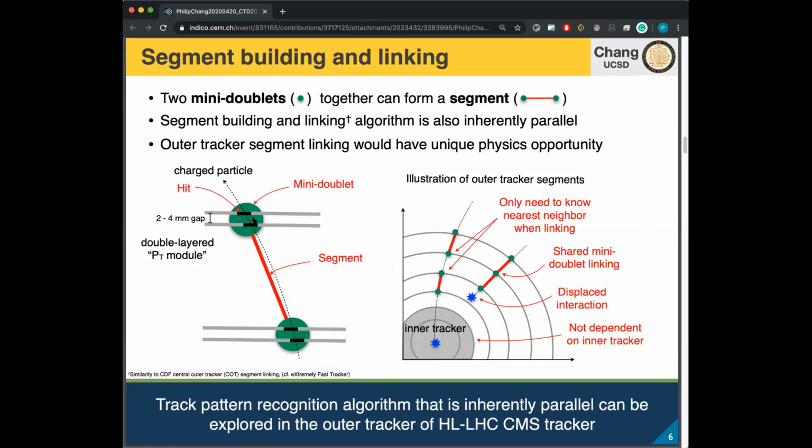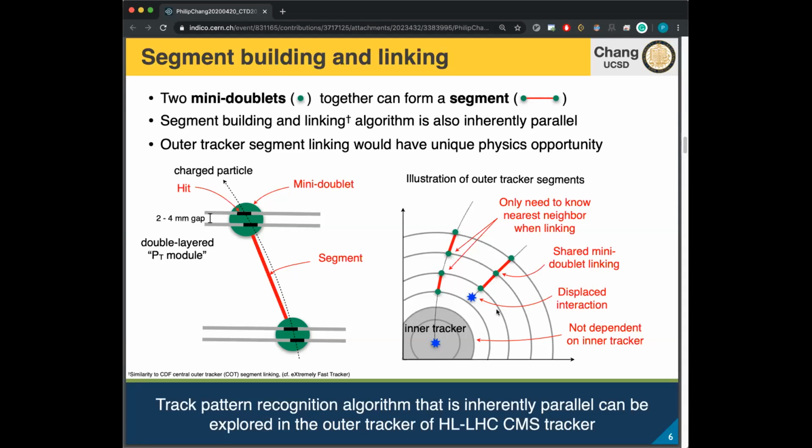And this, again, can be done in parallel, because it only needs to know the nearest neighbor. The mini doublet has to only search its nearest neighbor to decide whether I want to make a segment or I don't want to make a segment. And this can all be done in parallel.